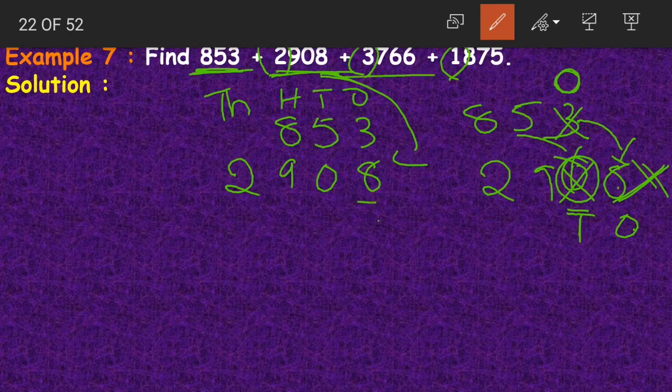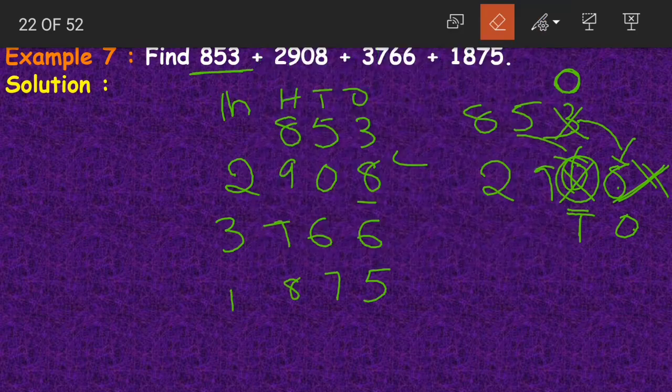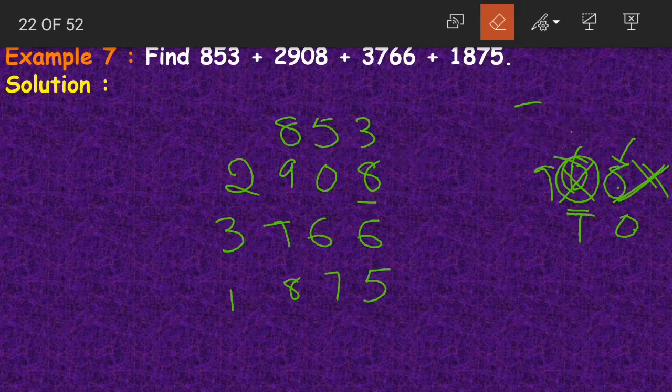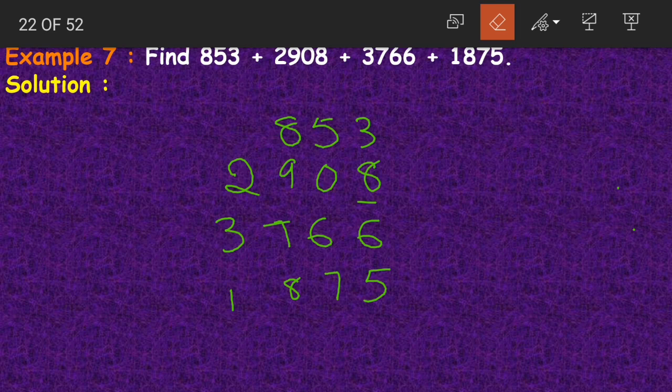Now again 3766, 6673. Now lastly 5781. Yes children, understood why I did that? Because I do not want to add different place values together. Yes, we should add ones with ones only and tens with tens only.